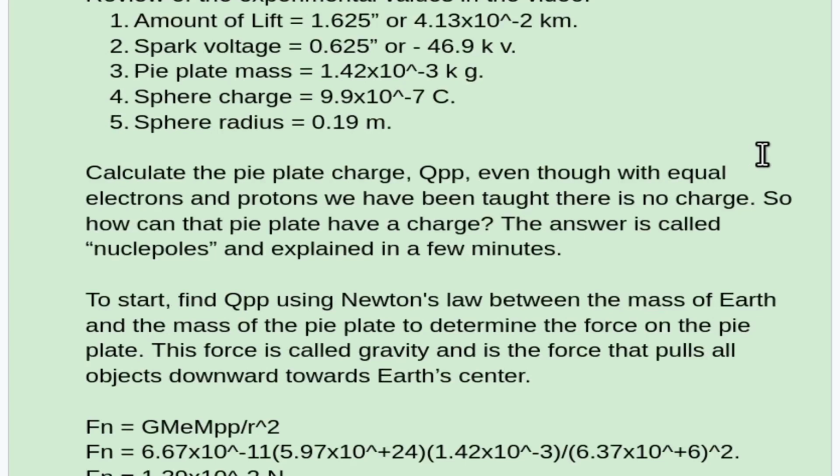Calculate the pie plate charge, QP, even though with equal electrons and protons we have been taught there is no charge. So how can the pie plate have a charge? The answer is called nucleopoles and is explained in a few minutes.